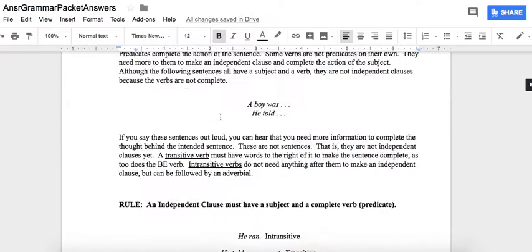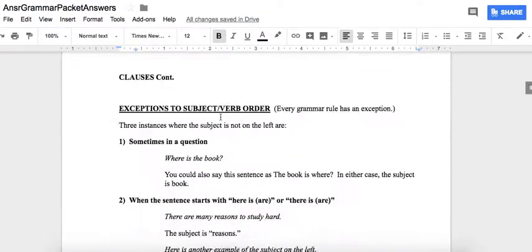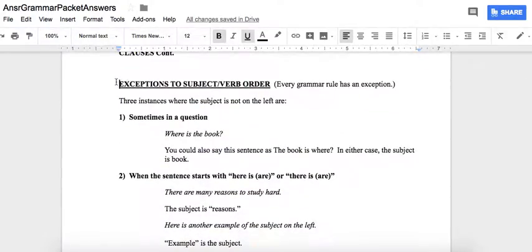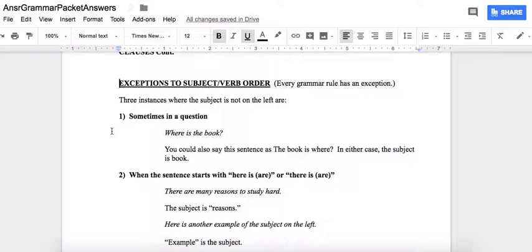I want to scroll down to page 9 and turn your attention to the three exceptions to the rule that the subject appears to the left of the verb always. There's three situations where you're going to find the subject either to the right of the verb or it's going to be inferred. So let's look at those three exceptions.